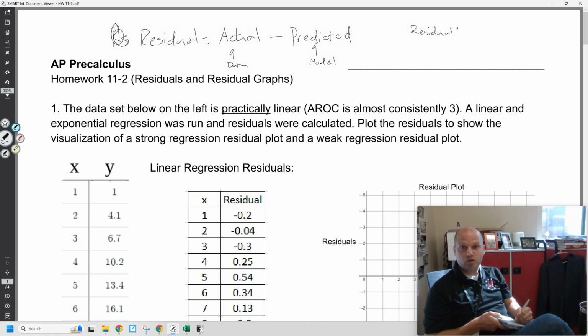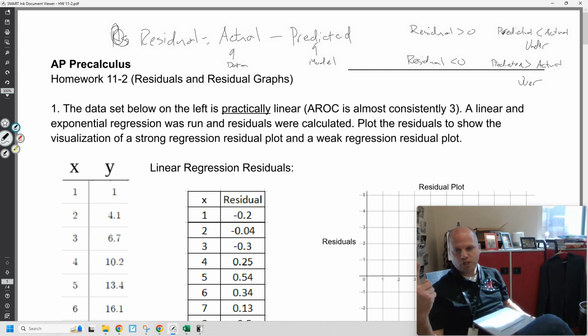If the residual is greater than zero, we're talking about predicted being less than actual. If your predicted is less than actual, your prediction is an under approximation. If your residual is negative, your predicted value from your model is greater than your actual, and you talk about over approximation. That's the first thing we talked about.